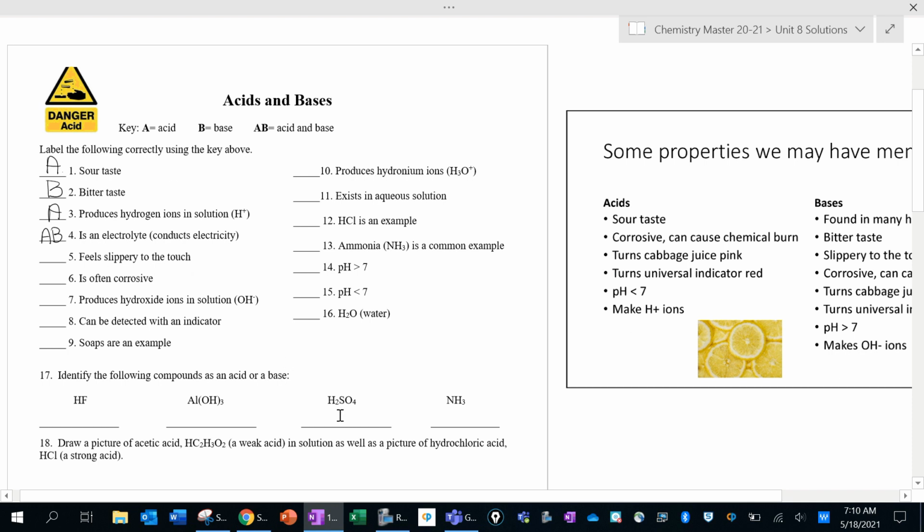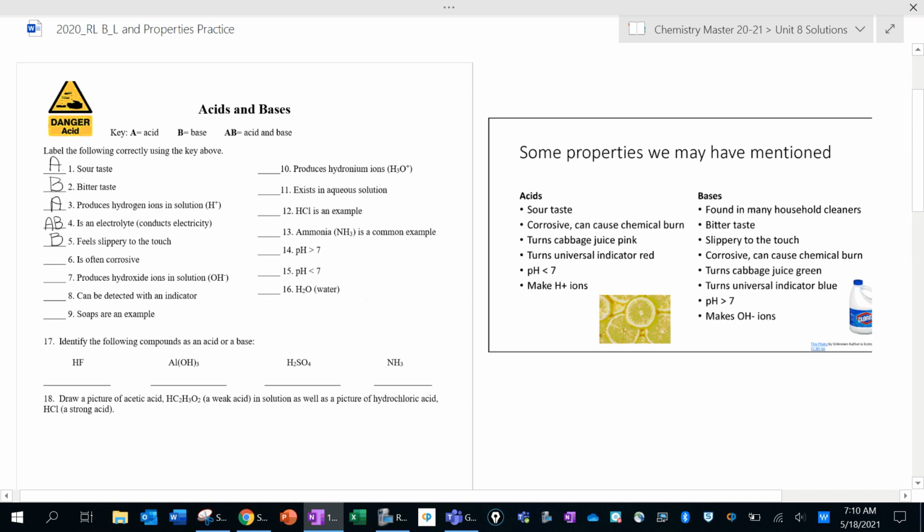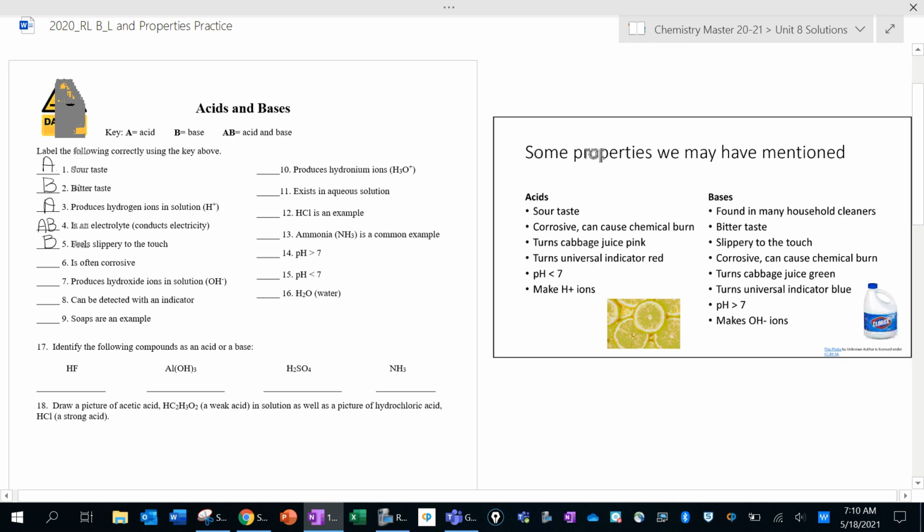Things that feel slippery, that would be bases. If you think about soap, or if you've ever accidentally gotten bleach on your hands, it will feel slippery. Don't do that, it's not good for you. But that feeling slippery is a characteristic of bases. Corrosive, both acids and bases are corrosive, meaning they can damage your skin or other substances. So bases produce hydroxide ions.